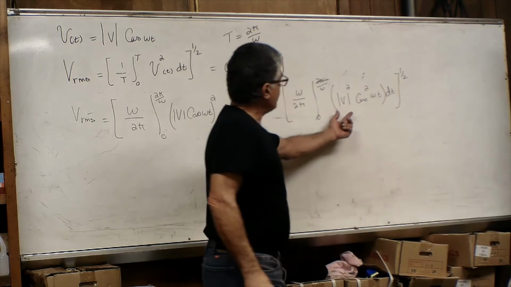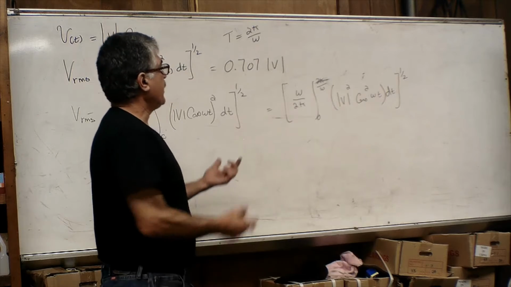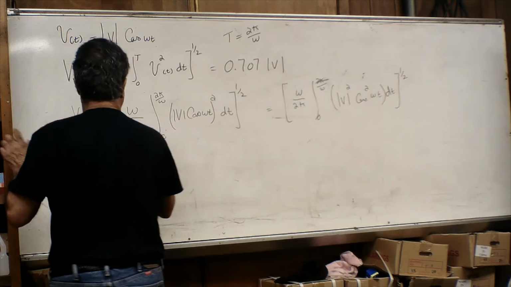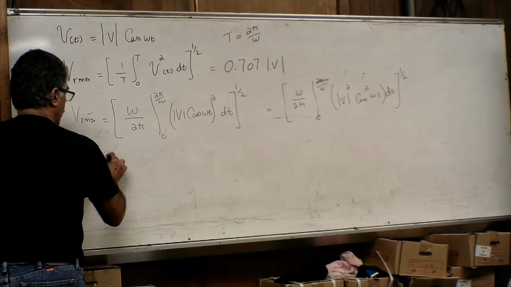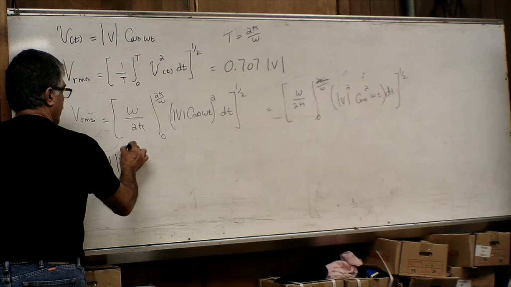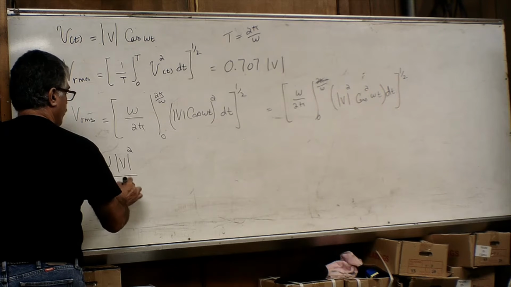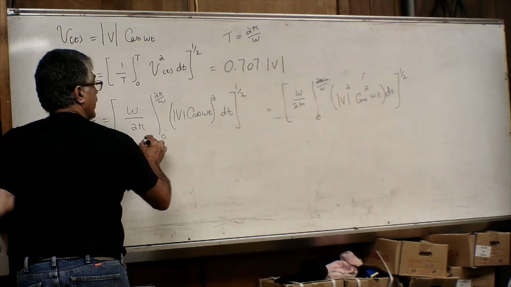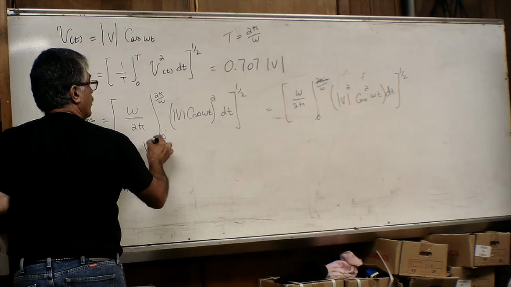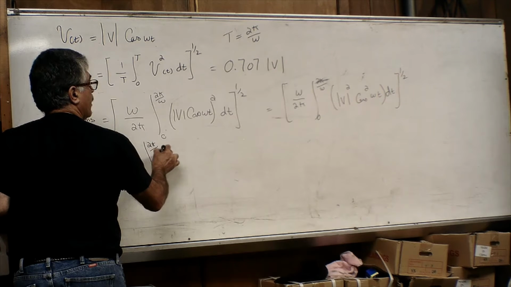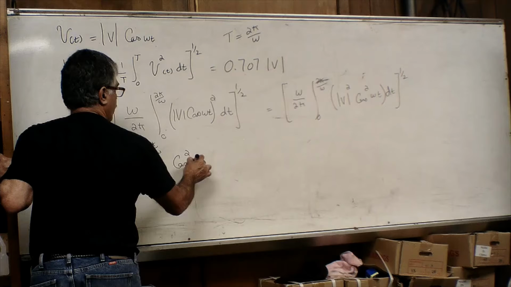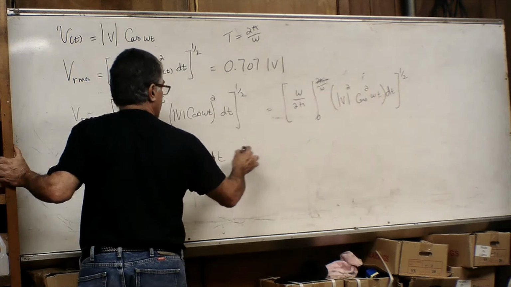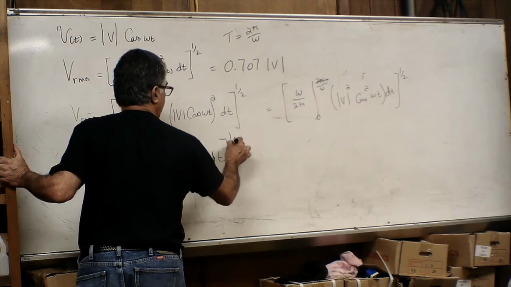Now this absolute value of v is a constant, so it can come out of the integration. So we can write this as omega multiplied by v squared divided by 2 pi, the integration from 0 to 2 pi over omega of cosine squared of omega t dt, the whole thing to the power 1/2.